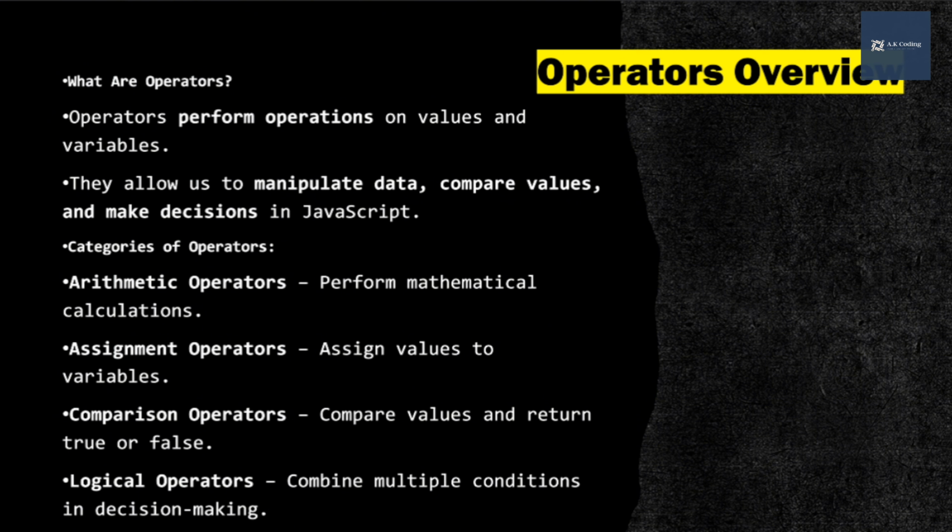So there are categories of operators in JavaScript. The first one is arithmetic operators, which perform mathematical calculations. The second one is assignment operators, which assign values to variables. The third one is comparison operators, which compare values and return the boolean true or false. And the last one is logical operators, which combine multiple conditions in decision making. So we have four types of operators in JavaScript. Let's see, and I'm going to introduce all of them in detail.